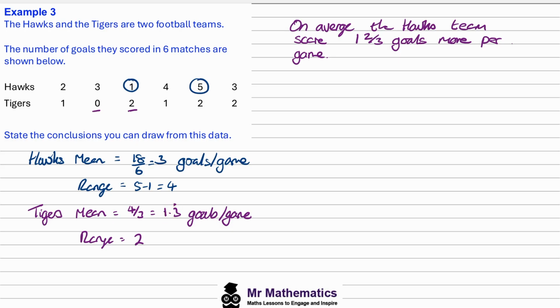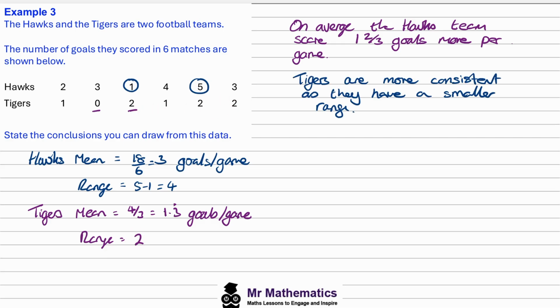And then using the range, because the Tigers have a smaller range, we know their performance is more consistent. You can see this from the data. It's either a 0, a 1, or a 2. Whereas the Hawks have a game when they scored 1 goal, another game when they scored 5. So the Tigers are more consistent because they've got a smaller range. So these are our 2 conclusions for example 3. Let's try one more question.